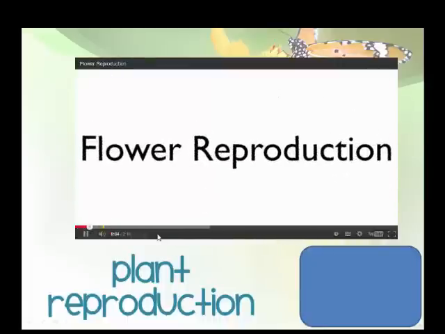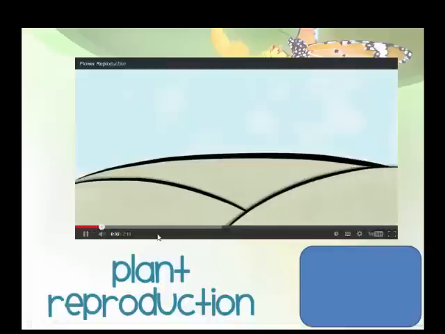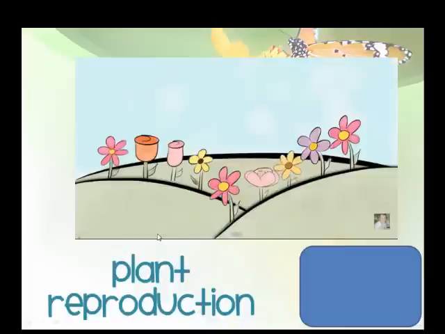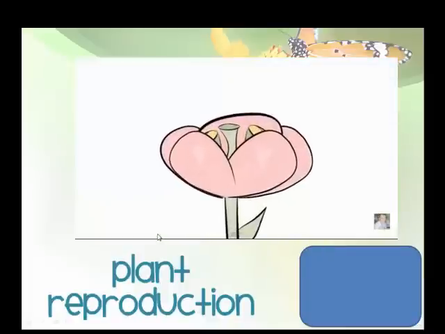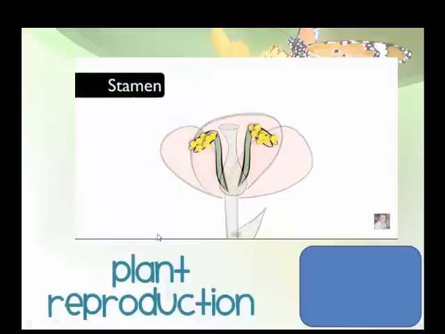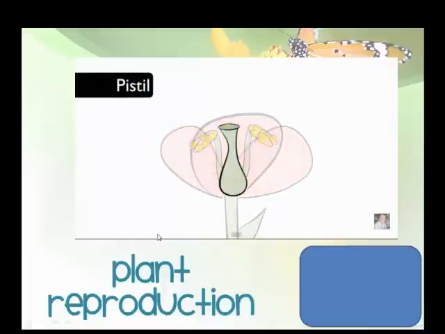Flower reproduction is a process that requires a male and a female sex cell. The process of reproduction can be broken into two parts: pollination and then fertilization. Pollination is the movement of pollen into the pistil. Pollen is the male reproductive cell and can be found on the stamen of flowers. Pollen must be moved from the stamen to the female part. The female part is called the pistil.